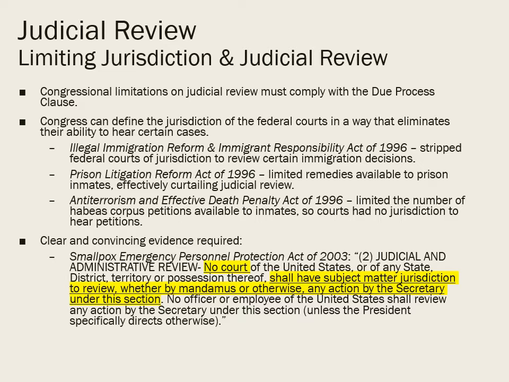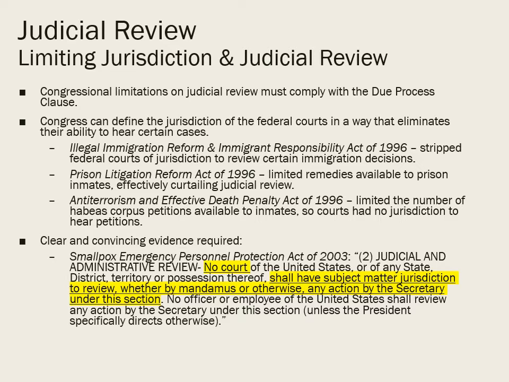Congress is not supposed to limit judicial review of constitutional questions. The Supreme Court has strongly implied that it would not accept such a limit. But Congress can limit review in cases that don't involve constitutional issues, or it can preclude review entirely so that you can't get to court. Congress can preclude review by showing clear and convincing evidence in the language of the statute.